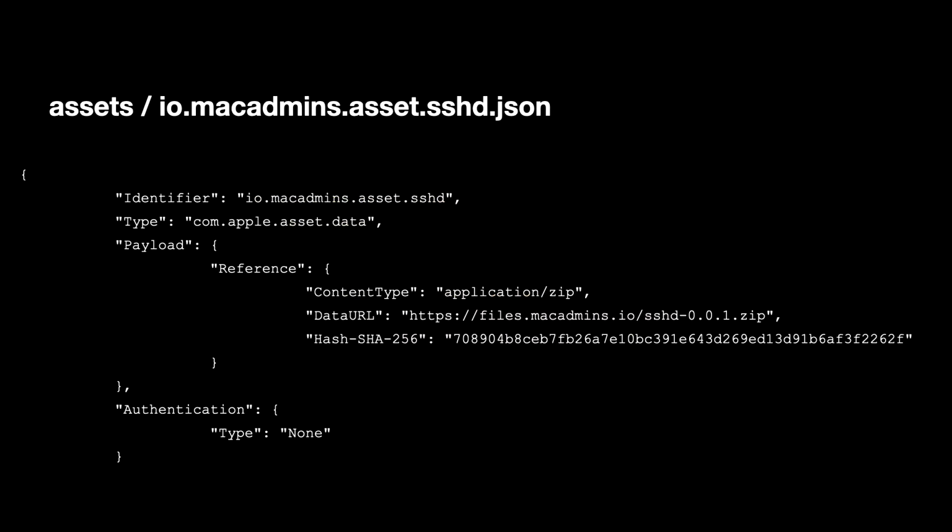Then the asset file itself, or the asset declaration itself, has that identifier that the config knows about as well. And it also contains a URL for the zip that contains the file that you want to deploy, and a hash of that file that the MDM client will use to verify it's downloading what it's supposed to be downloading.